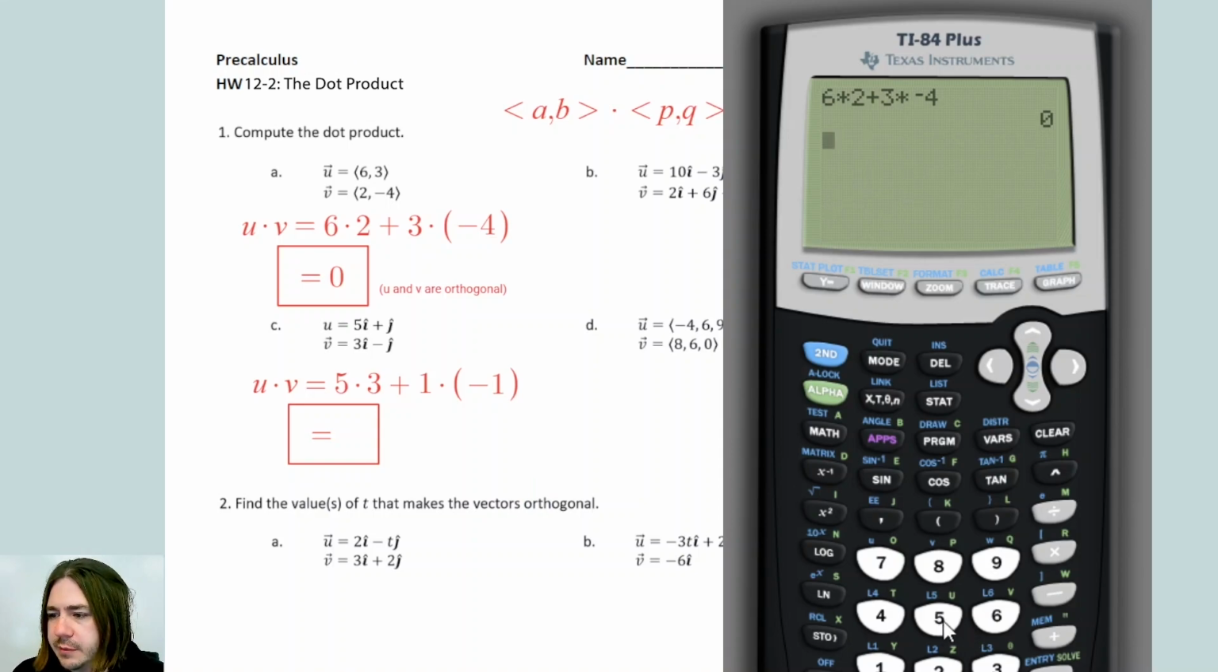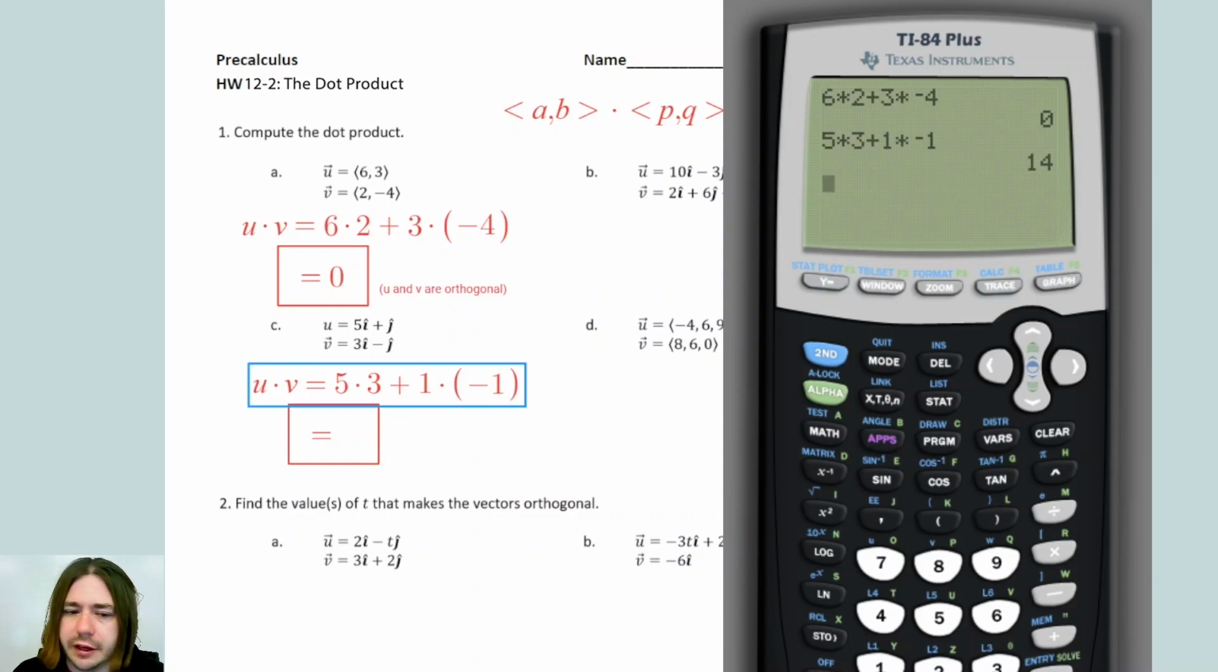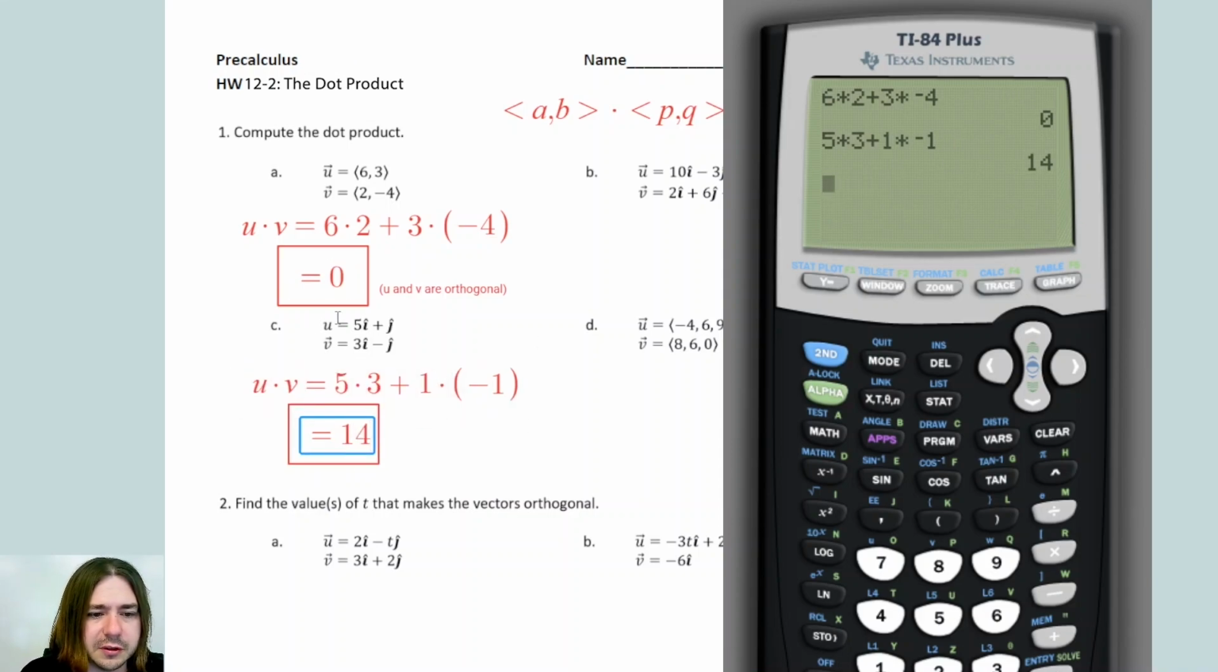So we've got 5 times 3. Probably don't need a calculator for this one either, but just to be safe. It's going to be 15 plus 1 times -1 is -1, so it should be 14, I think. Yeah, 14. So these are not orthogonal, no big deal, but there's nothing really special about how these are oriented.